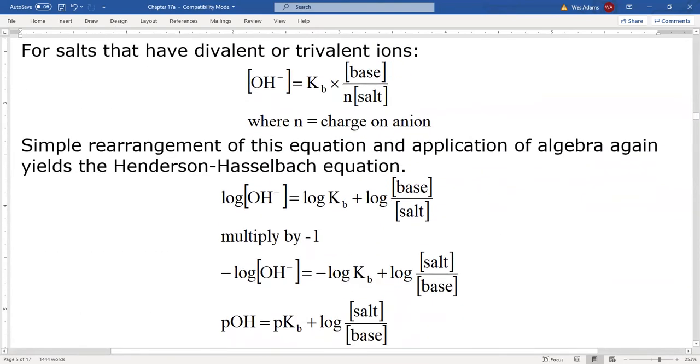Simple rearrangement, taking negative log of both sides, we get a very similar equation where the pOH is equal to the pKb plus the log of the salt divided by the base. And again, that makes our simplifying assumptions that I don't get significant ionization of our base or of our salt.